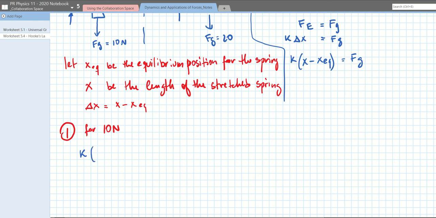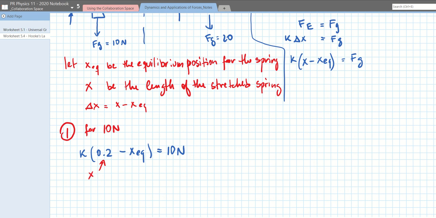Now in the first case, the spring stretched 20 centimeters, which is 0.2 meters. So make sure you change that to meters, minus the x equilibrium. And the force of gravity is 10 newtons. Okay? So again, this is your x. You can call it x1.